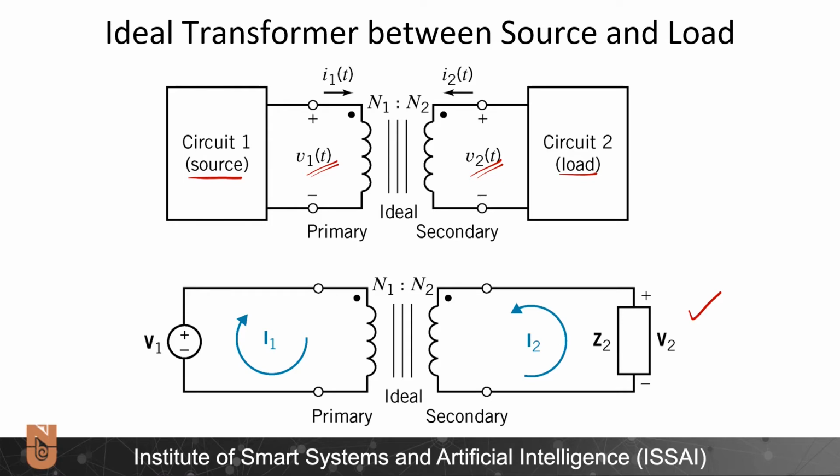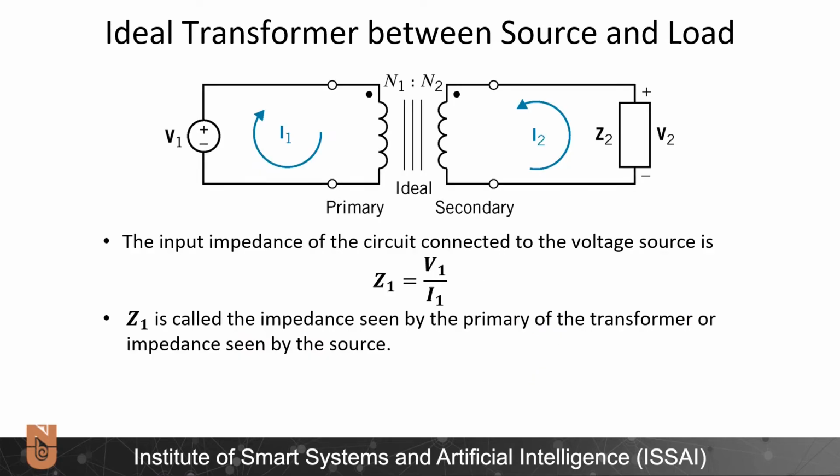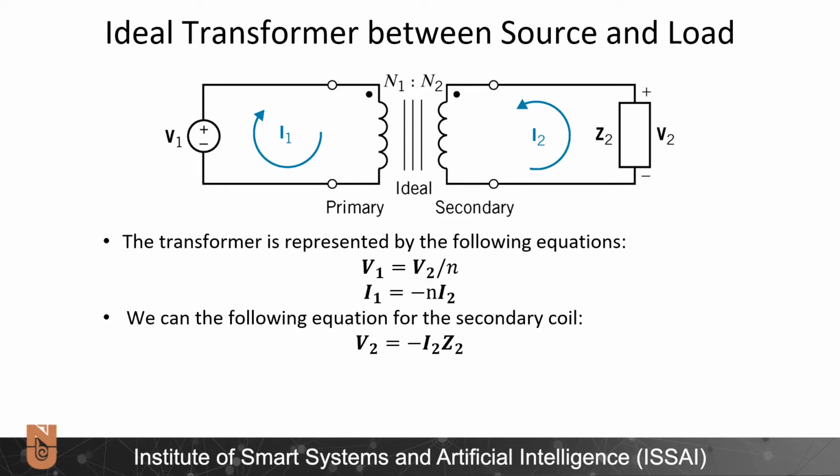The input to my ideal transformer circuit is V1, which is the voltage source of the primary coil. The input impedance of the circuit connected to the voltage source can be given by V1 over I1 as Z1. And Z1 is called the impedance seen by the primary coil of the transformer, or the impedance seen by the source. The ideal transformer, which is a lossless device, can be represented by the following equations. V1 is equal to V2 over N and I1 is equal to minus N times I2.